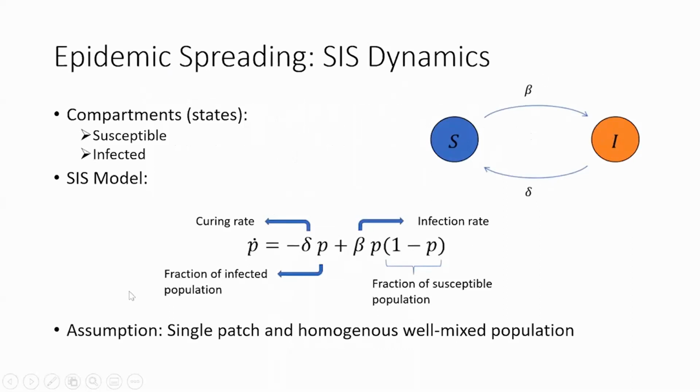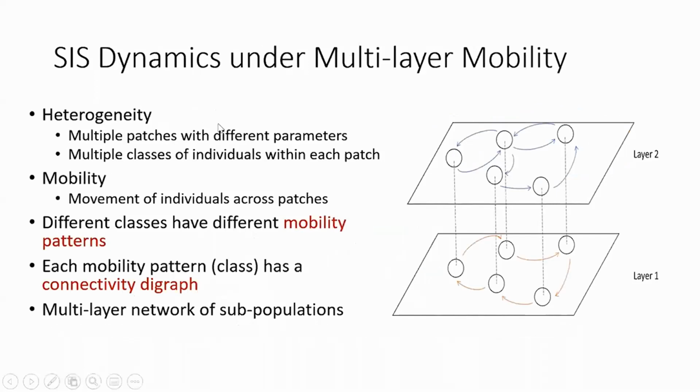Now, this model has a key assumption that it only caters to a single patch, which is homogeneous and well mixed. What will happen if we relax this homogeneity condition? In this study, we consider a heterogeneous system where we allow different patches to have different infection and curing rates. These patches could be different cities, and we also consider different classes of individuals within each of these patches. These different classes cater to different mobility patterns of the population.